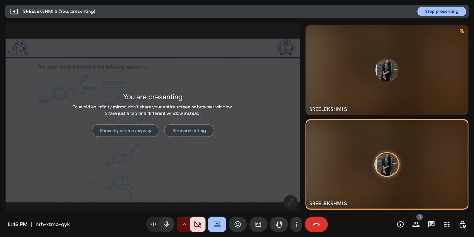Now, moving on to the next question. The major product formed in the following reaction. So, this diketene compound upon treatment with this trifluoroacetic acid, which can be the major product out of these four options given here.